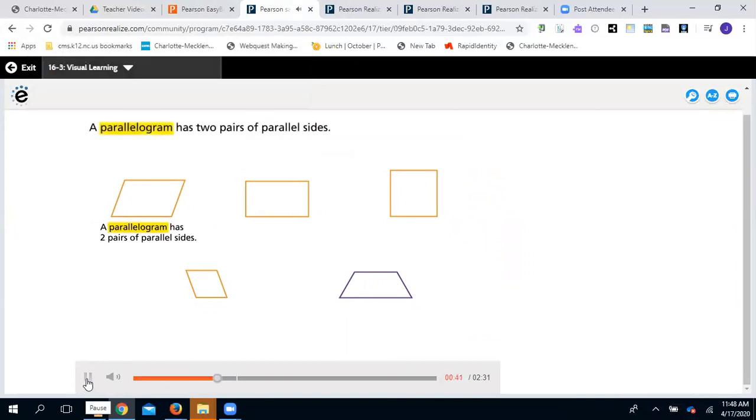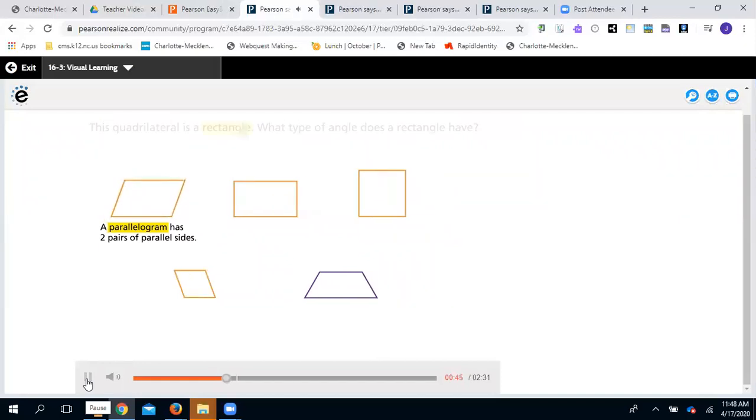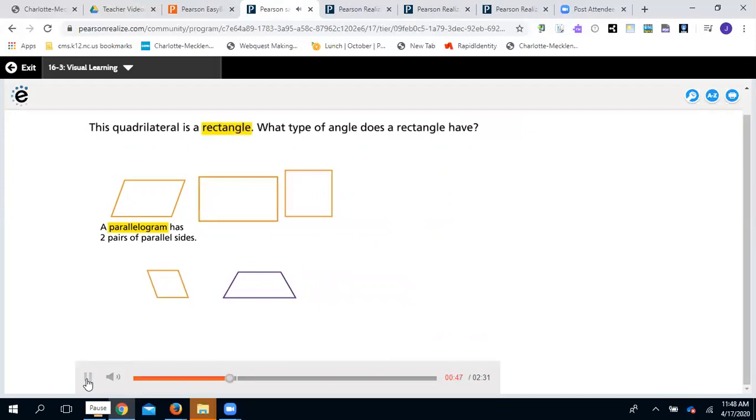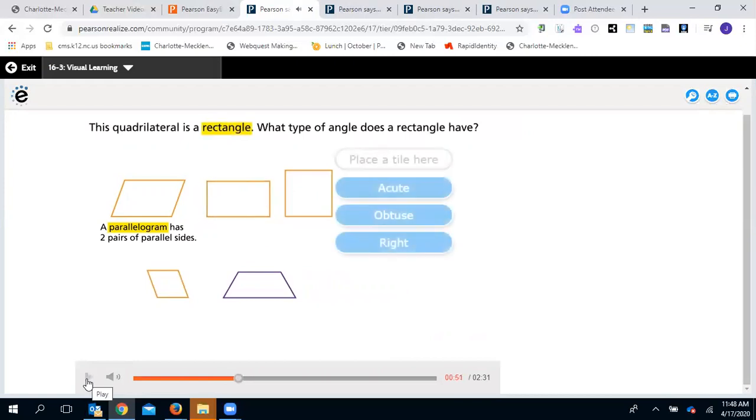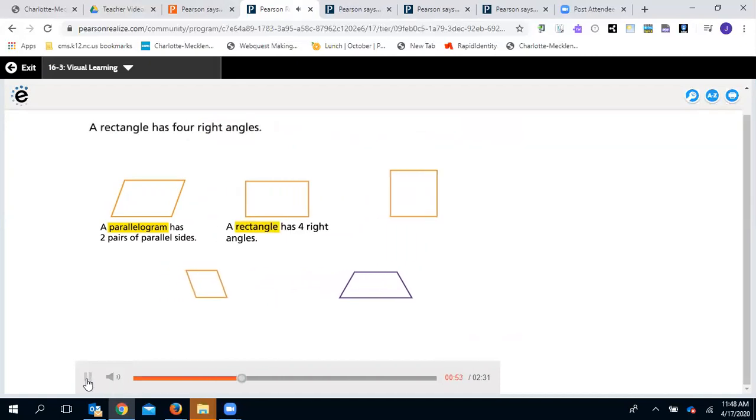A parallelogram has two pairs of parallel sides. This quadrilateral is a rectangle. What type of angle does a rectangle have? Select your answer. A rectangle has four right angles. Why can a rectangle also be called a parallelogram? A rectangle is also a parallelogram because it has two pairs of parallel sides.